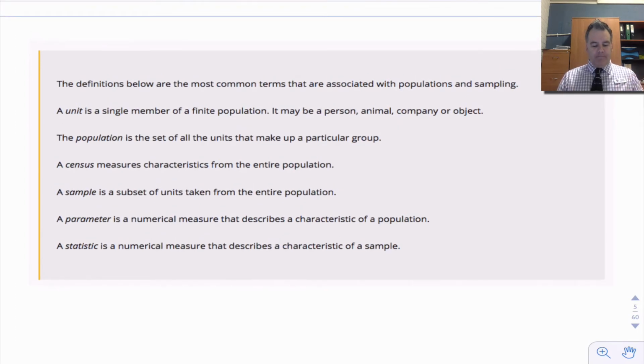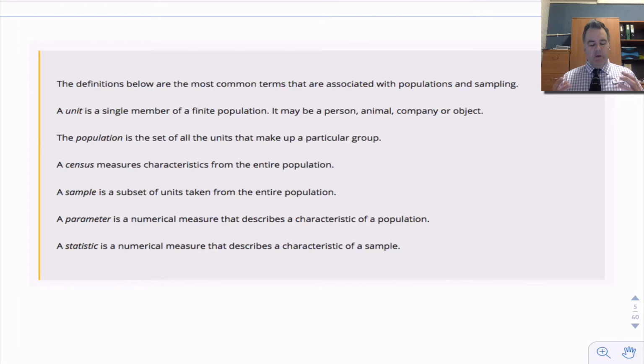So here's some words that you should know. A unit is a single member of the population. The population is all possible people that you want to look at. Now I know that sounds like a simple thing, but you need to understand that if we're looking for the musical opinions of 16-year-olds at high school, the population we're looking at is all 16-year-olds at high school. That's the population that we're going to be sampling from.